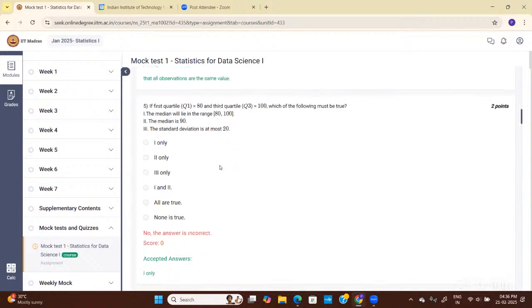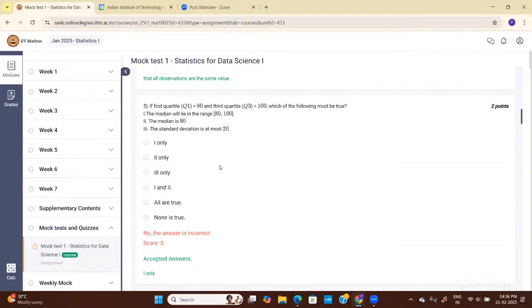Yeah, so the fifth question is: if the first quartile is 80 and the third quartile is 100, then which of the following must be true? The median will lie in the range 80 to 100. The median is 90. The standard deviation is at most 20. Can you explain why the median will lie in 80 to 100? Because I think none is true. Okay, so according to you, no option is correct, huh?